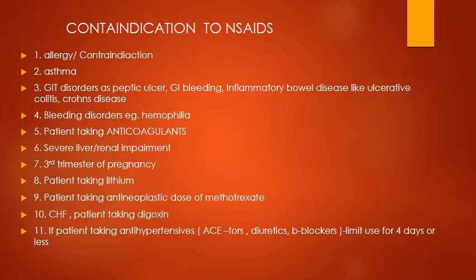But if in this case NSAIDs are prescribed more than 4 days, it is wrong. Then it is contraindicated. So in this scenario, again, I'm repeating this because it is really important. First of all, look for an antihypertensive drug, and then secondly, look for whether the patient is taking an ACE inhibitor, diuretics, or beta blockers. If the patient is taking these three classes of antihypertensive drug, then look for whether the use is for 4 days or less.